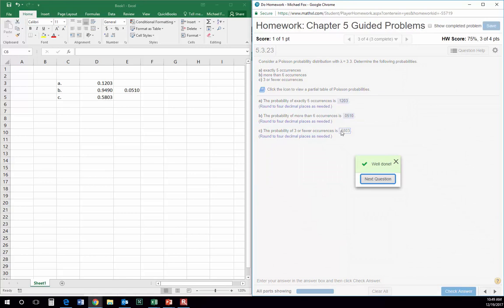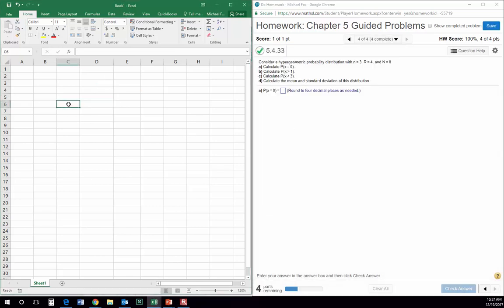Something that often confuses people on problems like this is they don't know whether to include the number. Here I included 6, and it was because it was more than 6 occurrences. So we wanted to find the probability of 6 or fewer, and then 1 minus that would give us greater than 6, which is what it asked for. Here it says 3 or fewer, so I use the number 3, and that gives me the probability of 3 or fewer. That gets confusing. You just have to ask yourself, what is it asking for, and how do I respond to it?